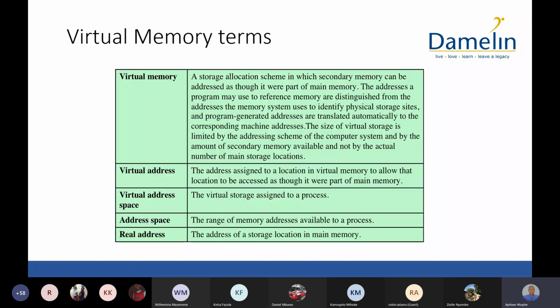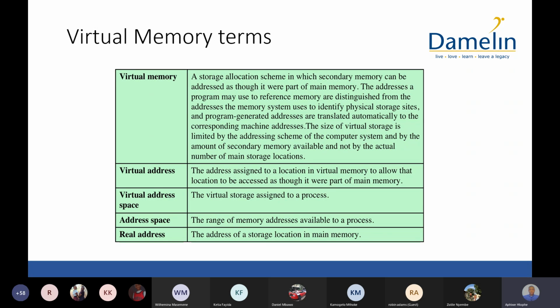It says a storage allocation scheme in which secondary memory can be addressed as though it were part of main memory. The addresses a program may use to reference memory are distinguished from the addresses the memory system uses to identify physical storage sites. Okay, and program-generated addresses are translated automatically to the corresponding machine addresses. So this is done through that mapping concept.